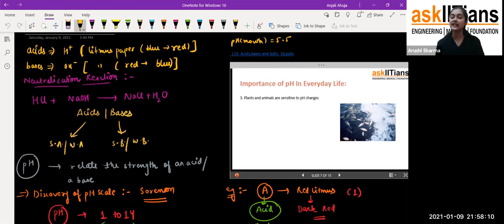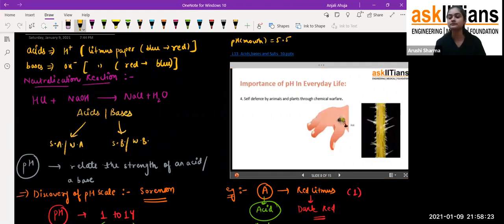Okay, it's not like only plants and animals; each and everything which is based upon pH is always sensitive towards the pH. Okay, so these are the points. Now coming to the next point, self defense by animals and plants through chemical warfare.